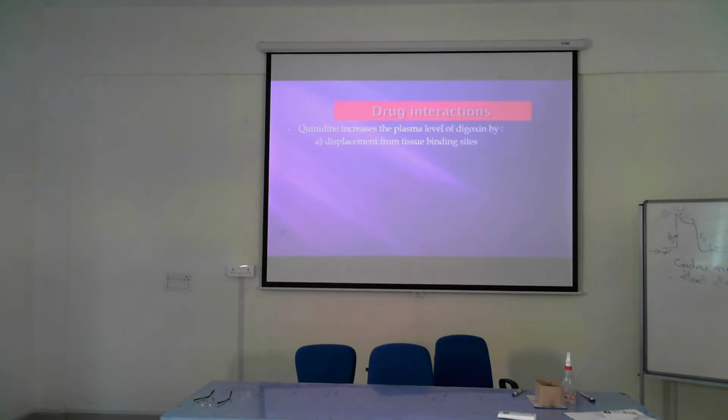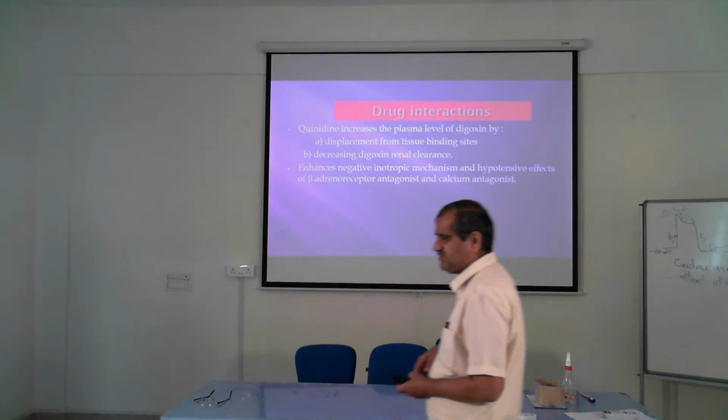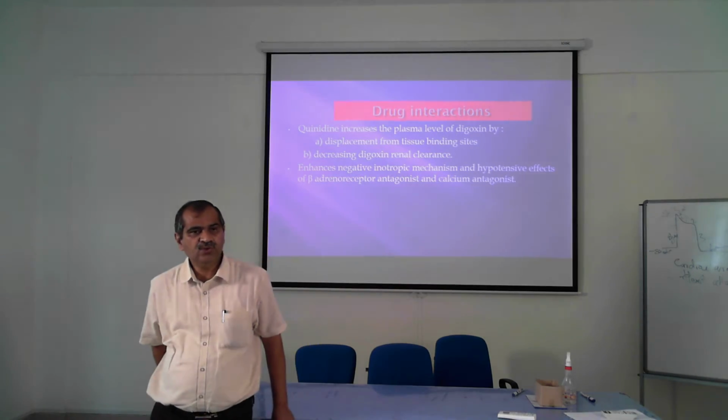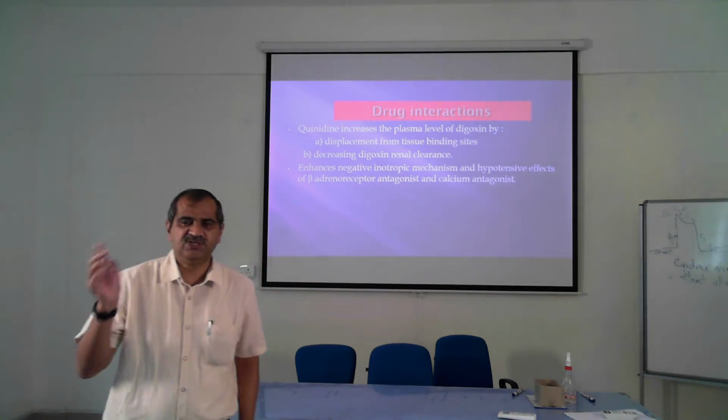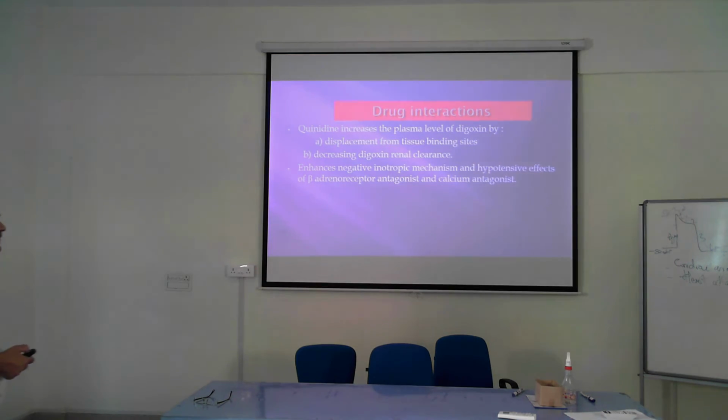It may also cause certain drug interactions, affecting the plasma level of digoxin. Many times these need to be given simultaneously, digoxin especially if it is congestive heart failure, where digoxin acts on the sodium potassium ATPase. Then displacement of the tissue binding site is caused by digoxin. This also has high plasma protein binding and decreases digoxin renal clearance. If they compete for the same site, it enhances the negative inotropic mechanism and hypotensive effects of beta adrenoceptor antagonists and calcium antagonists.